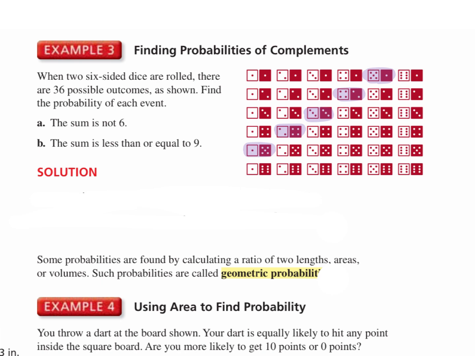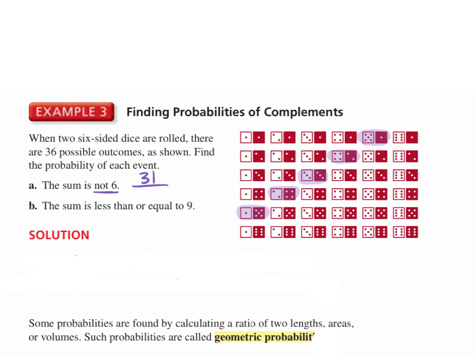So I'm looking for where the sum is not 6. How many of these 36 possible outcomes are not 6? 31. If you count all the ones that are not highlighted, we have 31. Now to find probability, we do the event we want over the total outcomes. What are our total outcomes? 36. So you can leave your answer as 31/36. Could I simplify this anymore? Nope. So that's a simplified fraction.